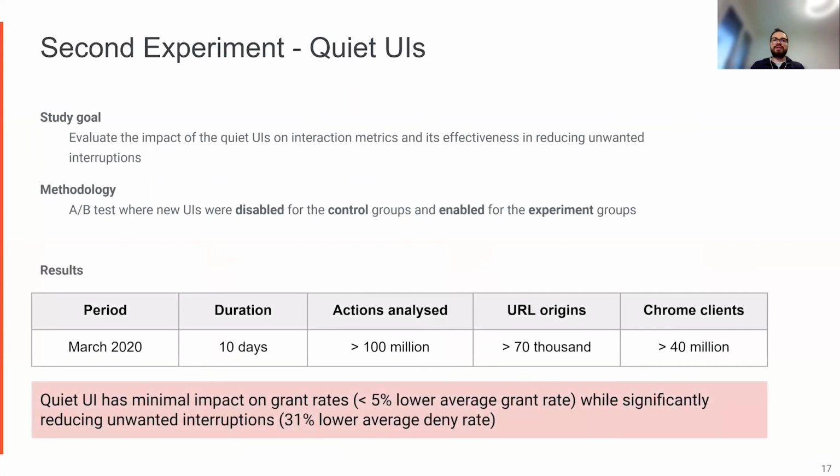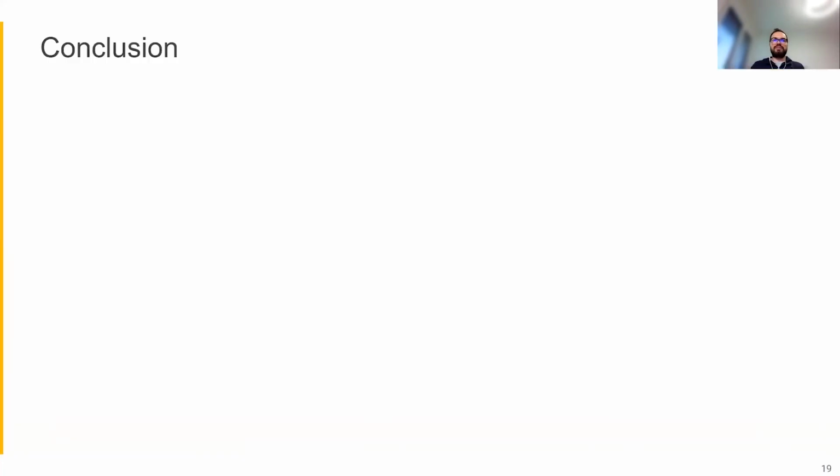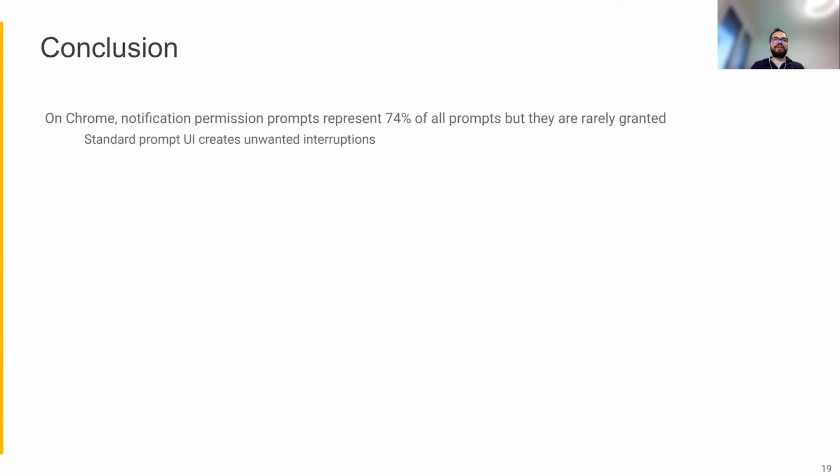And this brings us to the conclusion. So we have observed that 74% of permission prompts on Chrome are for the notification permission, yet those are very rarely granted, which means that most of those prompts cause unwanted interruptions of the browsing experience for the users. This made us rethink our notification permission prompt UI. We conducted 2 large-scale studies to better understand the issue and to test the effectiveness of our new, less intrusive UI for the notification permission.